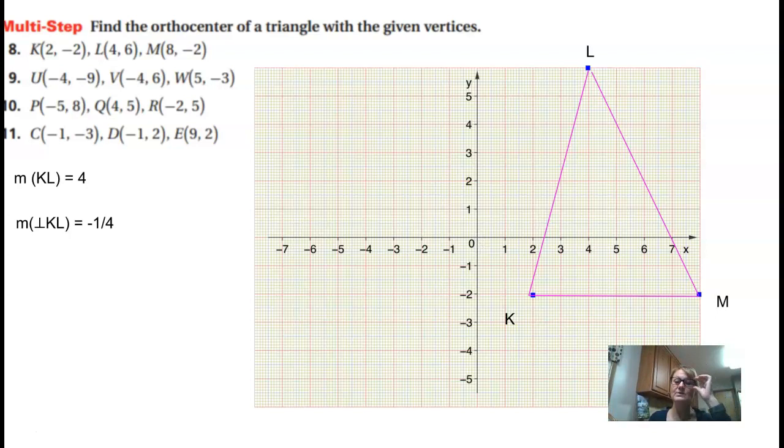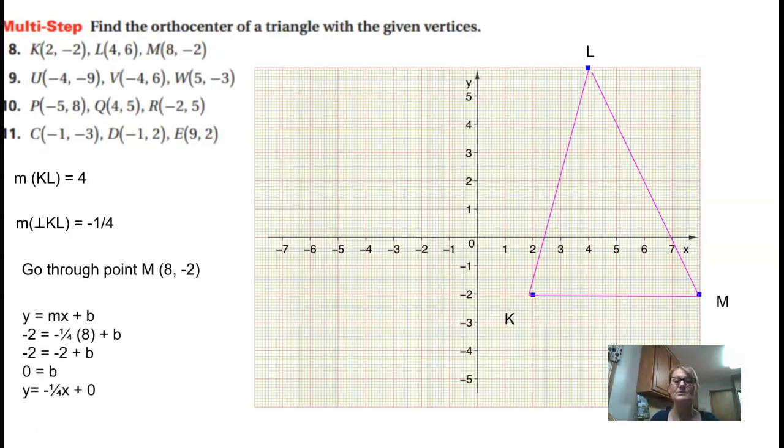Now, if we are doing it as we did in algebra, and we know it has a slope of a negative 1/4 and it goes through the point (8, negative 2), then I'm going to put it into my y equals mx plus b, substitute the things that I know. My x is 8, my slope's a negative 1/4, and my y is a negative 2. I'm going to solve for b. There's my equation. It does go through 0, just like what we said. You could just draw that line. So you could do that.